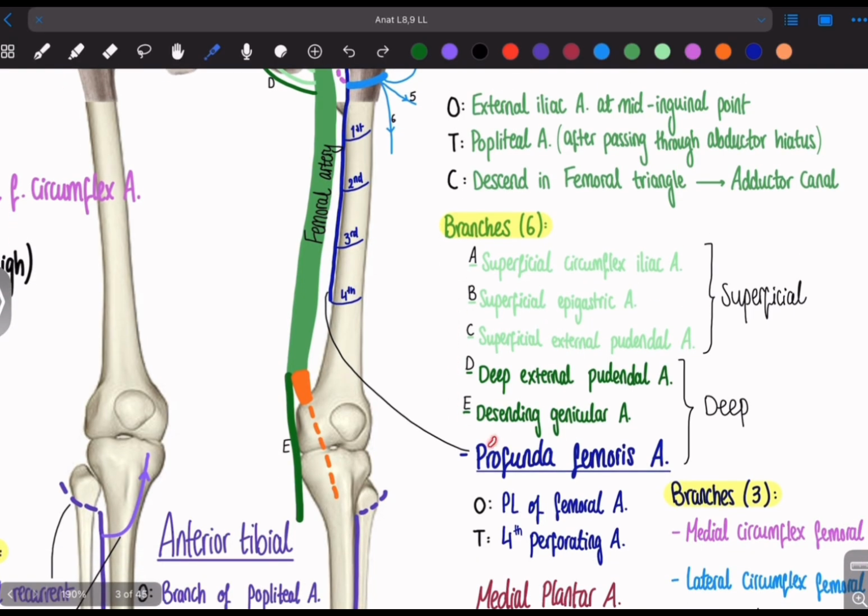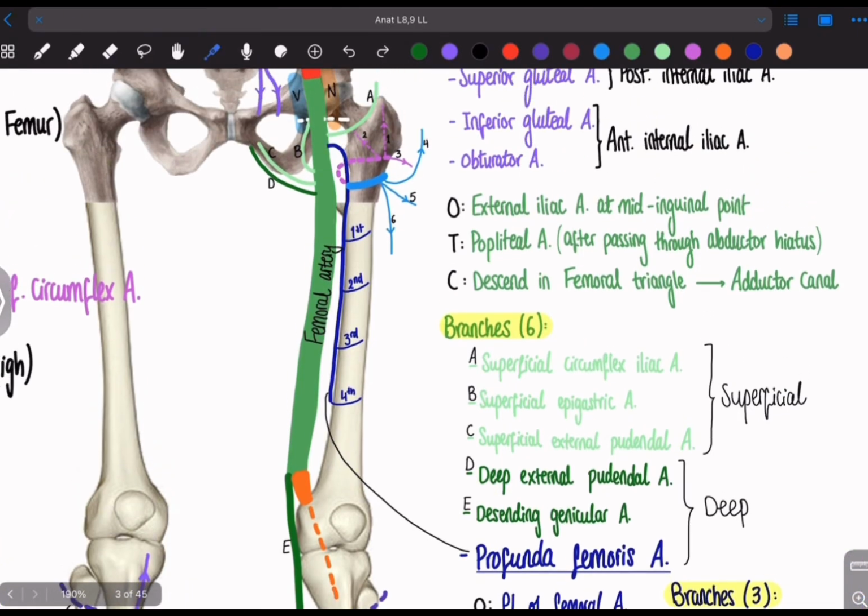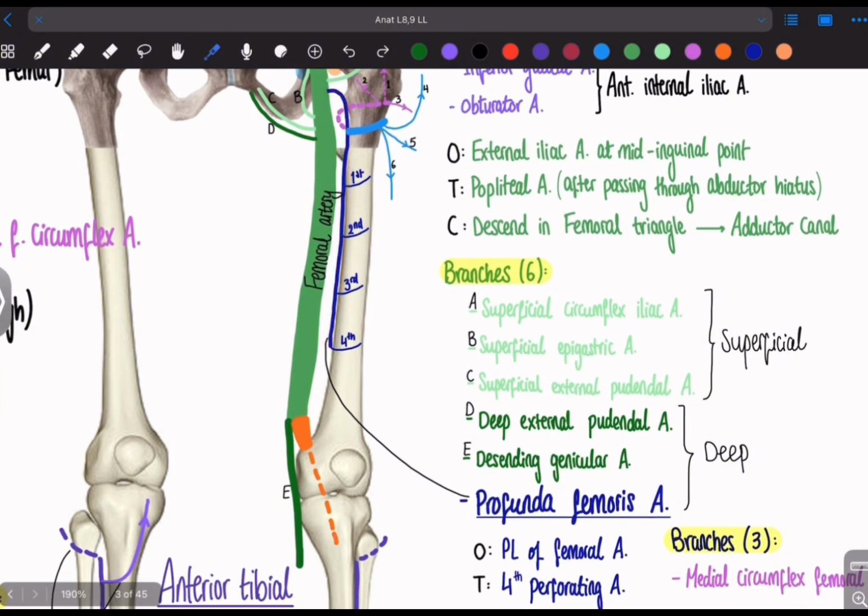Now let's move to the last branch, which was the profunda femoris. Let's talk about it in more detail, because the profunda femoris is going to divide and give us further branches, which are very important, okay? So the profunda femoris is the one here in blue. We said it's a branch from the femoral artery. So the origin is going to be what? The posterior lateral of the femoral artery.